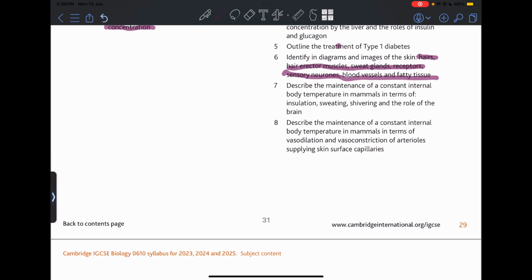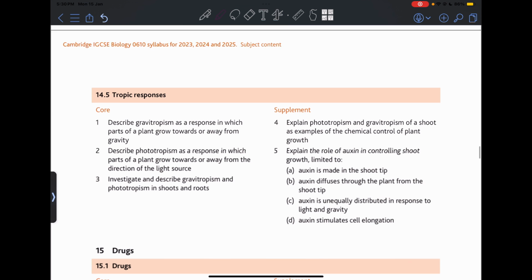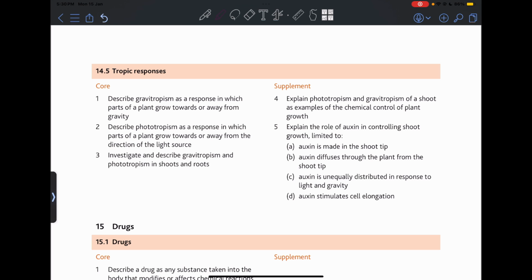Number 8, describe the maintenance of a constant internal body temperature in mammals in terms of vasodilation, which is making the arterioles become wider and supply more blood to help you keep warm. Vasoconstriction is when the body narrows down the arterioles so that there is less blood supply. So these actually supply the skin surface capillaries.